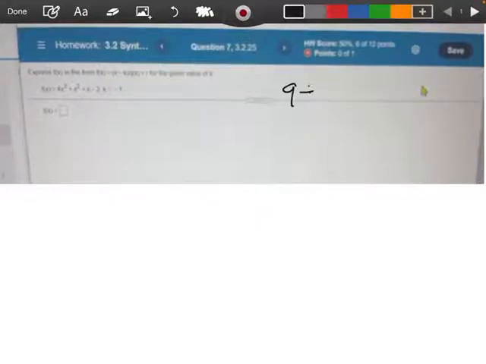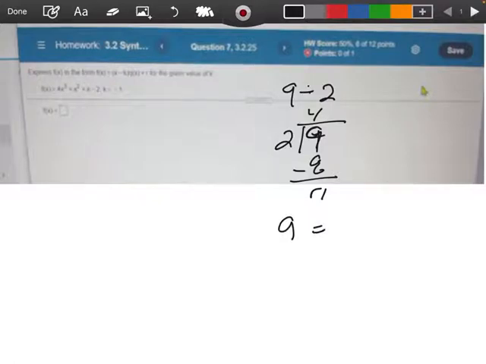Suppose I was telling you we were going to take the number 9 and divide it by 2. Let's go old school division. We're going to put 9 inside, we're going to put 2 out here, and we're going to say 2 goes into 9 4 times with an 8. We subtract. We get a remainder of 1. So the way we would write 9, we would say that 9 is going to be something like 2 times 4 plus 1. So that's exactly what we're trying to do here.